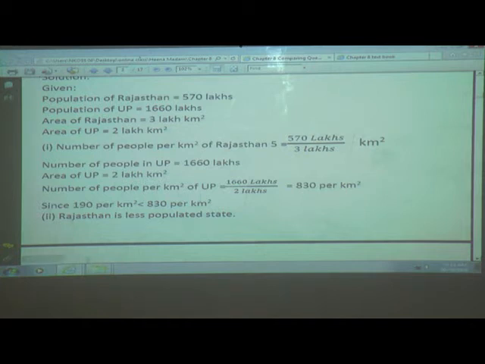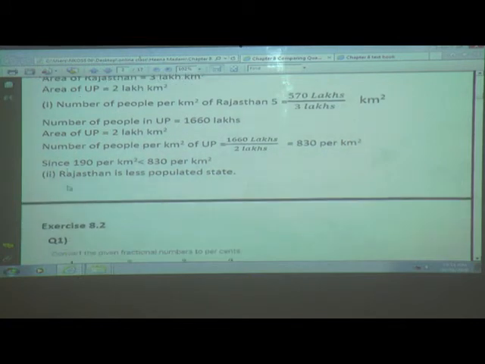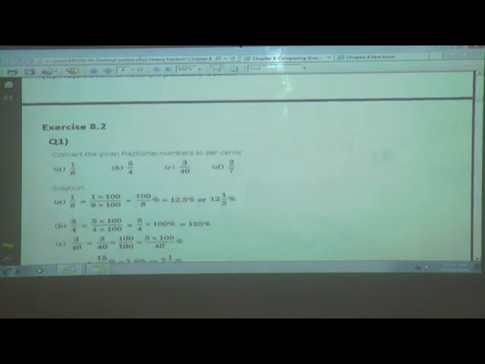Since 190 per kilometer square is smaller than 830 per kilometer square, in this way, by reducing both the things, we can compare which one is greater. So Rajasthan is the less populated state. The second question was, which of these is the less populated state? Rajasthan is the less populated state as compared to its area. So in this way we have solved the word problem.